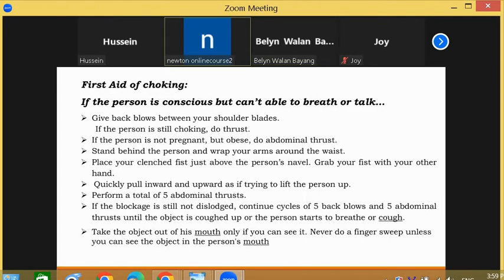You already saw how they are doing it and how they secure the patient. If the person is conscious but cannot breathe or talk, like the boy in the video who was covering his neck with two hands, how will you do it? You tap the patient in between the shoulder blades, the shoulder area.